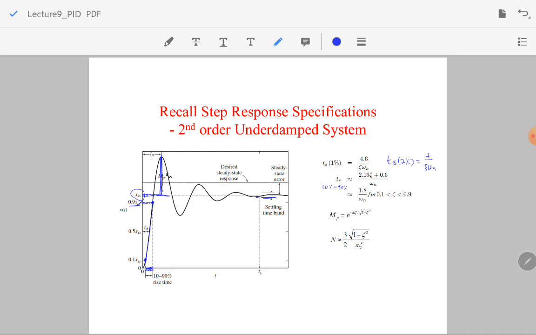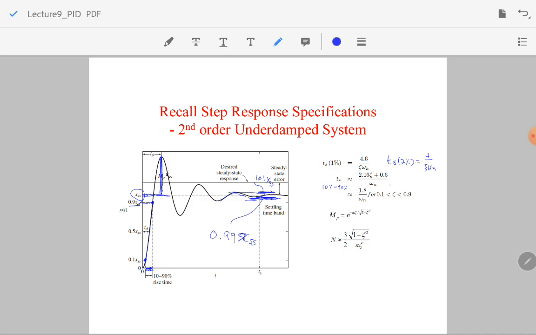So this line right there must be 99% of x steady state, and what do you think? This line must be 1.01 times x steady state. This is the time when the response goes inside that band and never comes back out again.